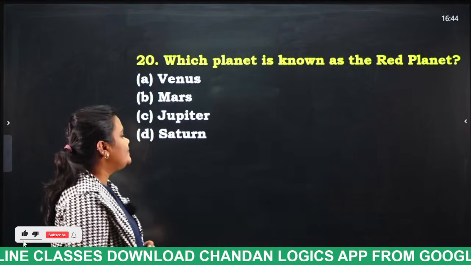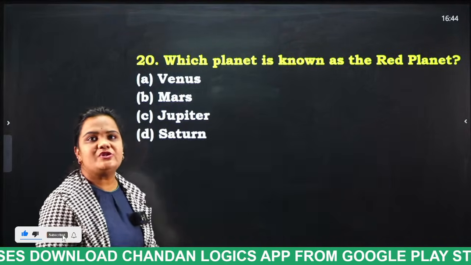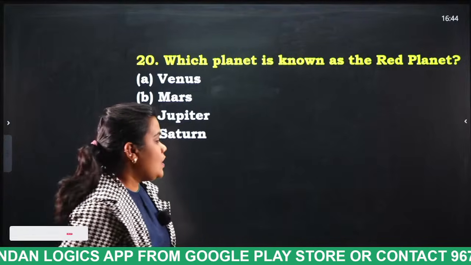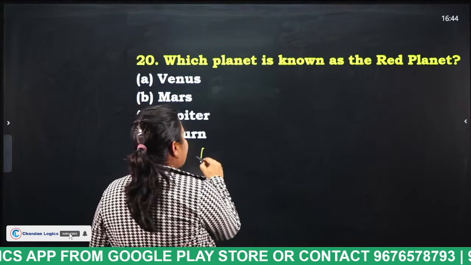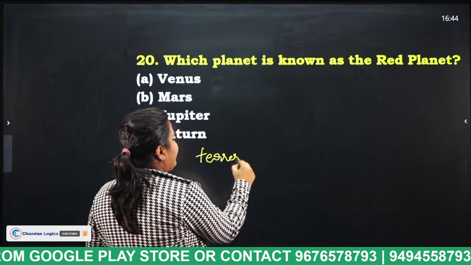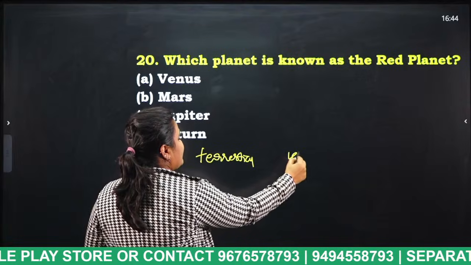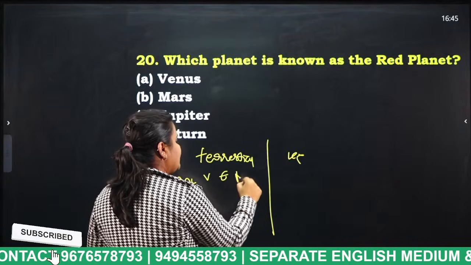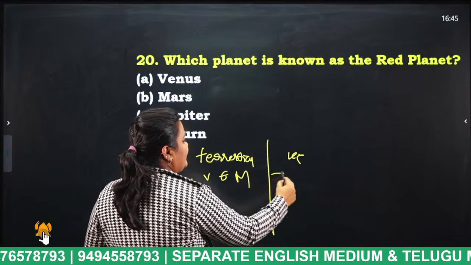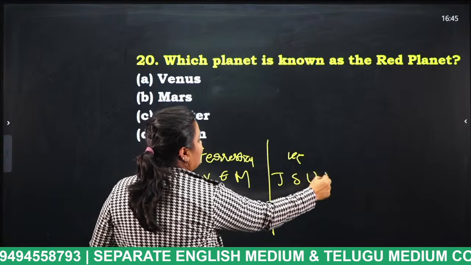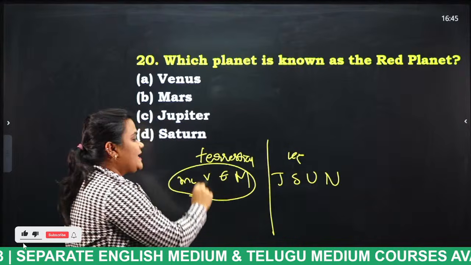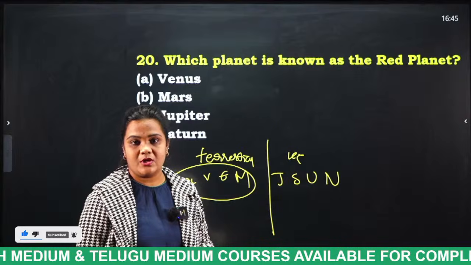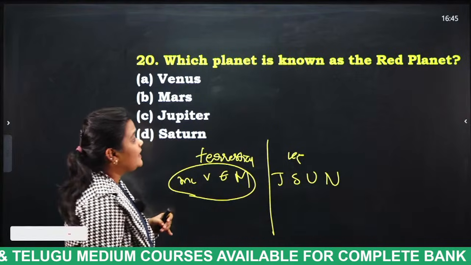Next, which planet is known as the red planet? Venus, Mars, Jupiter, Saturn. Tell me, students, what is the answer? Okay, so there are terrestrial planets and ice giants. The first four planets, Mercury, Venus, Earth, Mars, then Jupiter, Saturn, Uranus, Neptune. So these four are considered terrestrial and those four are considered ice giants. What is the red planet, students?